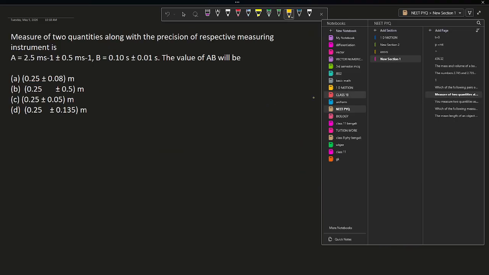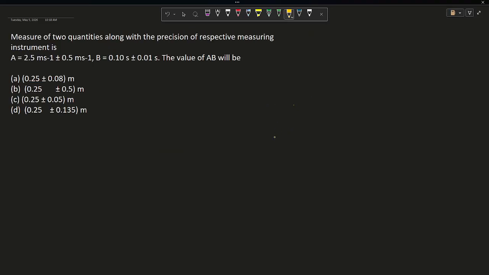Next one. Measurements of two quantities, along with the precision of the respective measuring instrument, are A and B. First multiply A and B: the actual value of A, this one, and the actual value of B, this one. So multiply these two: 2.5 into 0.10. So this will be 0.250.